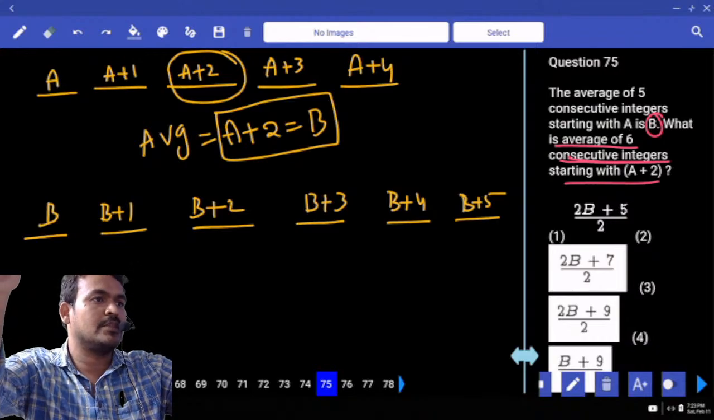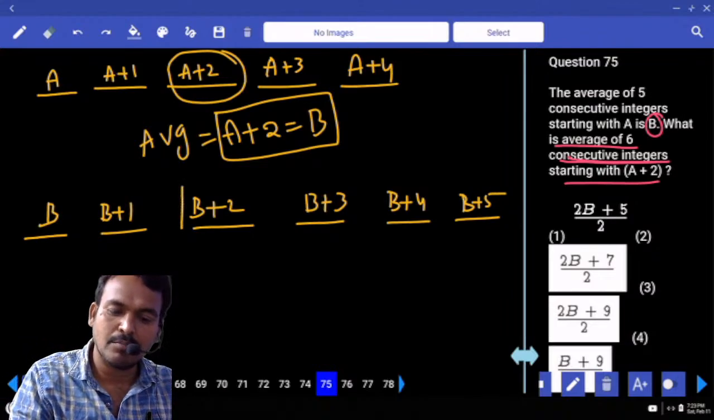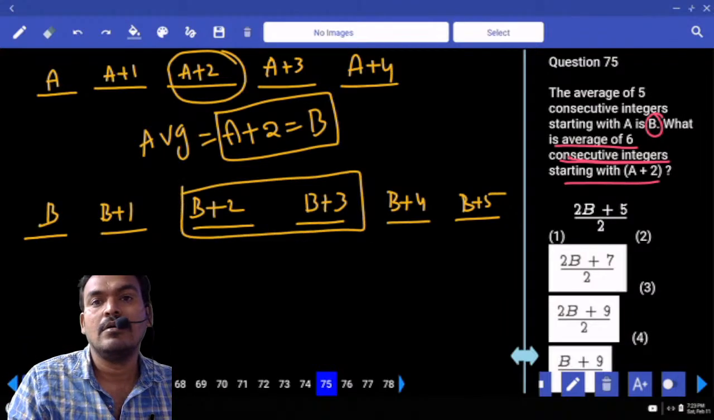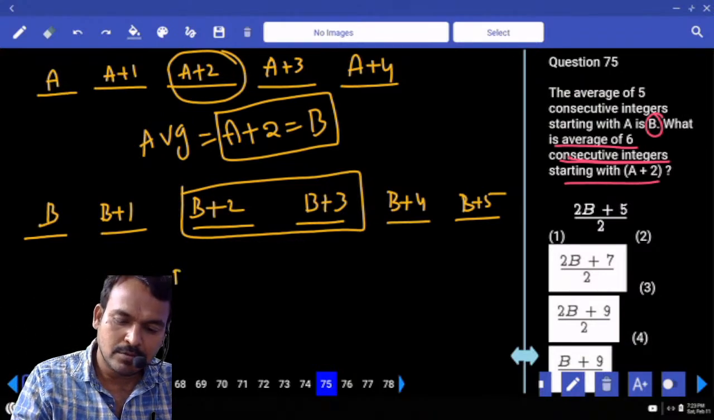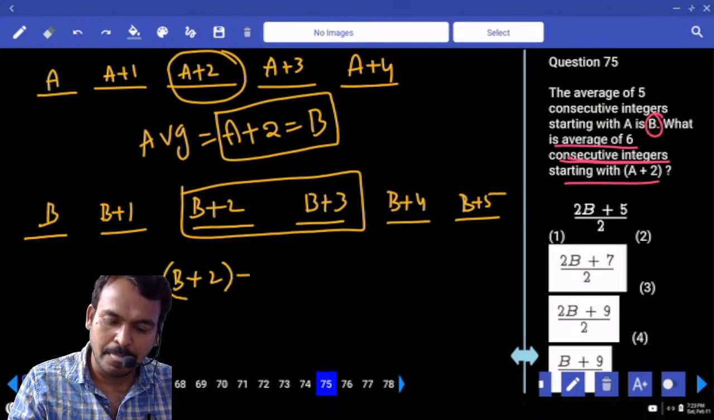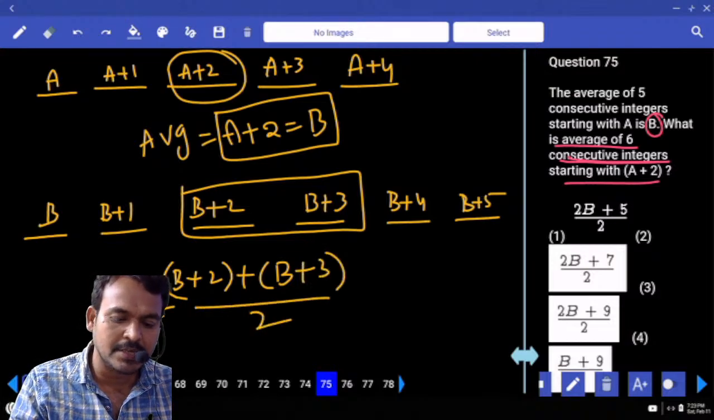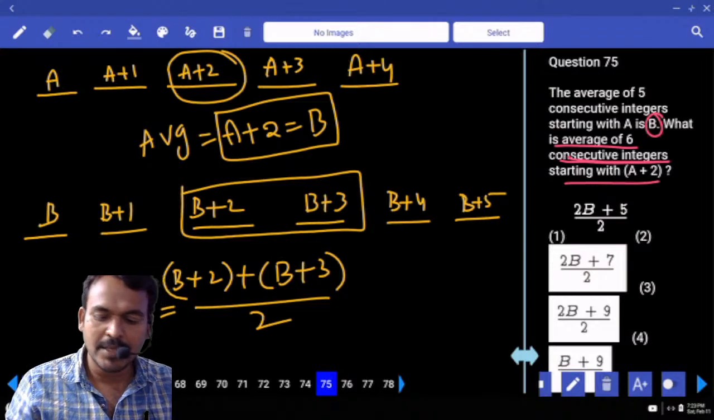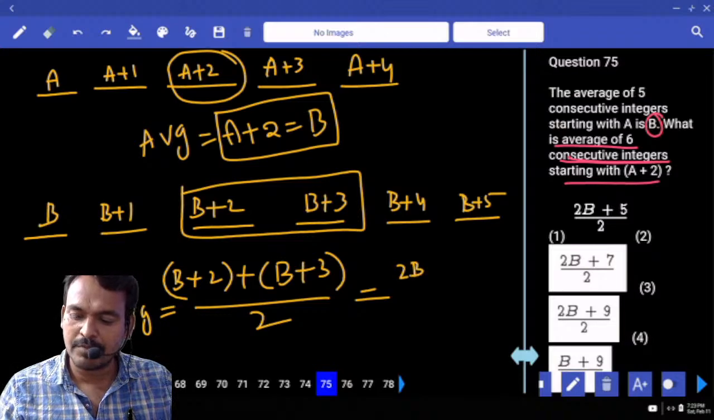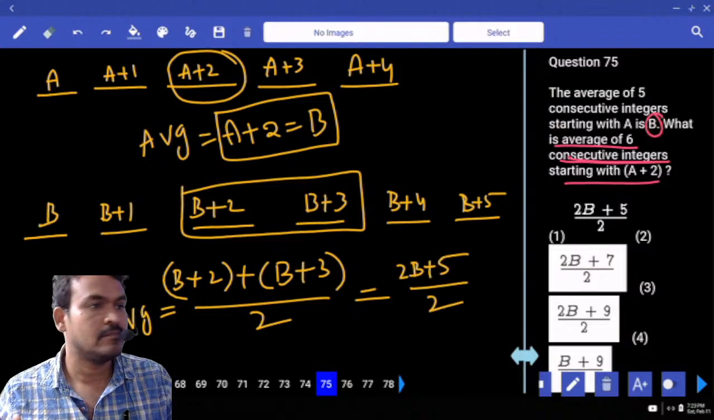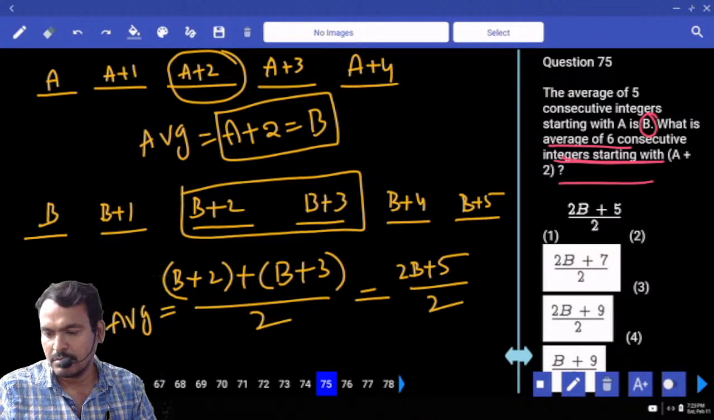The average of 6 numbers is the value in between the third term and fourth term. What is the third term here? B plus 2. What is the fourth term? B plus 3. Adding these two and dividing by 2, we get the average value. B plus 2 plus B plus 3, by 2, is the entire average of 6 consecutive integers. B plus B, 2B. 2 plus 3, 5. Then we get 2B plus 5 by 2. Which option? First option.